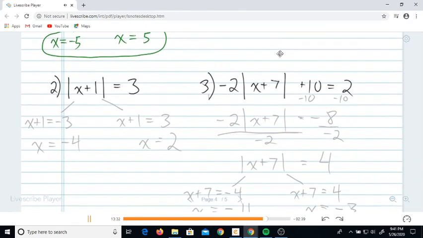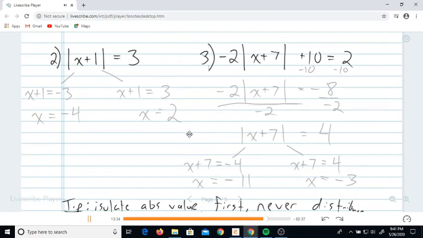Let's look at something slightly more complex. Here this quantity x plus 1 is 3 units away from 0. So that means this quantity, which we called x plus 1, is either 3 to the left at negative 3 or 3 to the right at positive 3. Solve each and we get two solutions, negative 4 and 2.